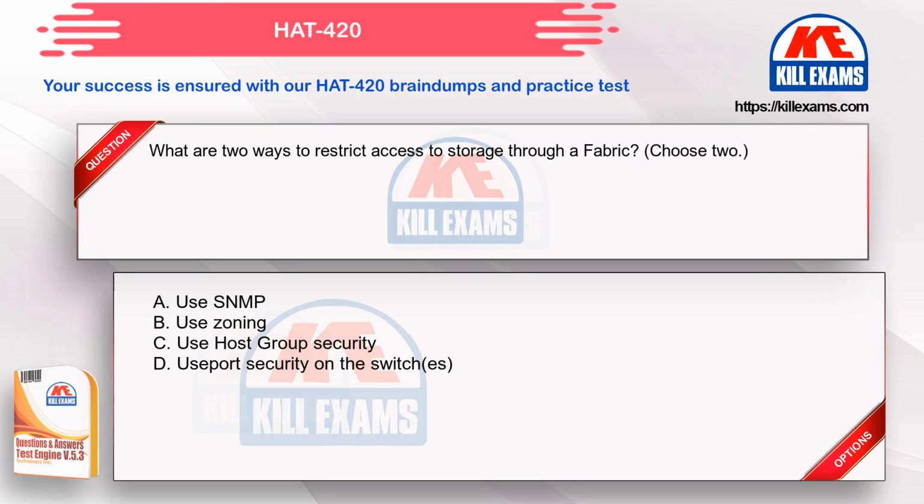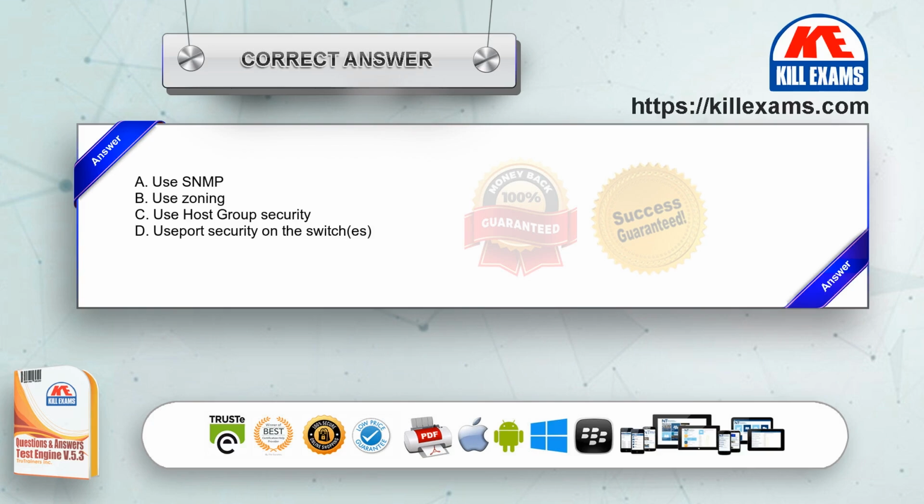What are 2 ways to restrict access to storage through a fabric? Choose 2. Option A. Use SNMP. Option B. Use zoning. Option C. Use host group security. Option D. Use port security on the switch. The correct answer is option B, C.